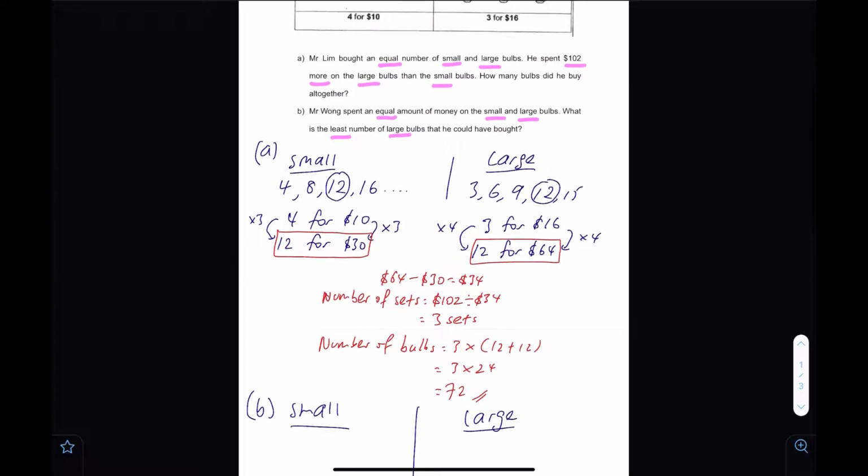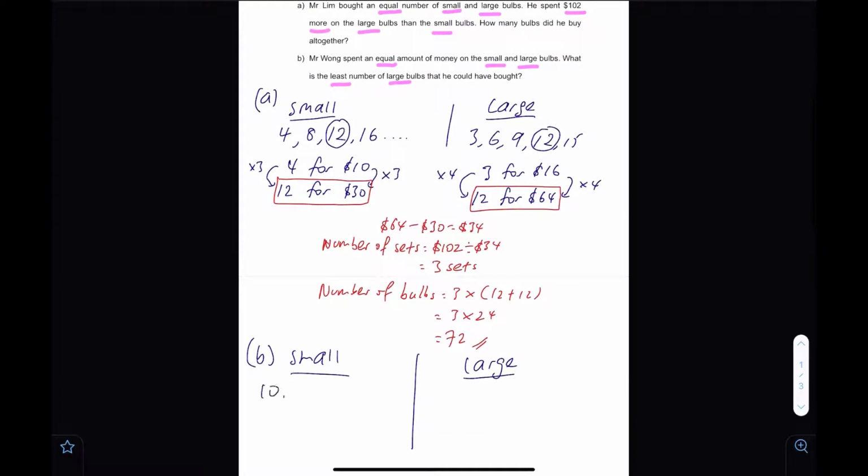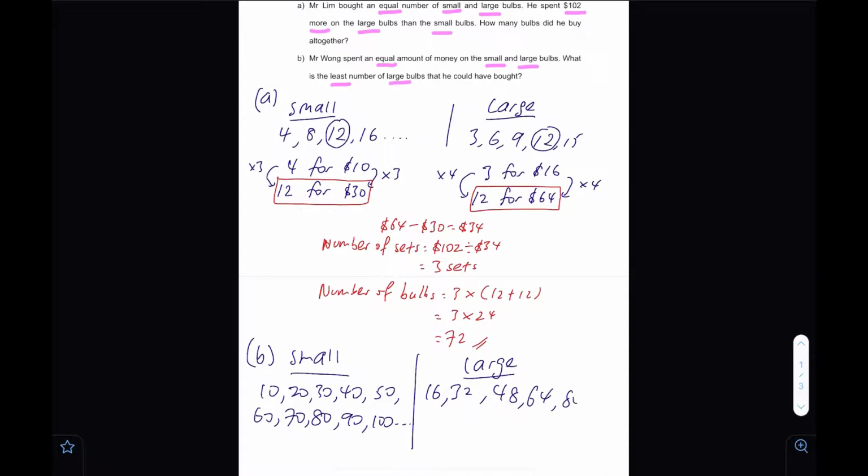So let's list down. Again, we do it for the small and for the large. Okay, so for the small one, it goes from $10 to $20, 30, 40, 50, 60, 70, 80, 90, 100, and so on and so forth. Okay, for the large one, it goes at $16. The next set will be $32. Okay, so you can use calculator for this. You have $48 next. You have $64 next. You have $80 next. And we have hit the jackpot, because now we know that the lowest common multiple is $80.